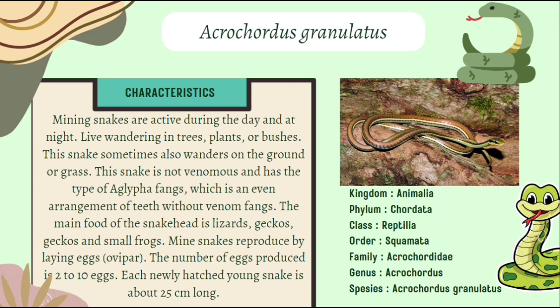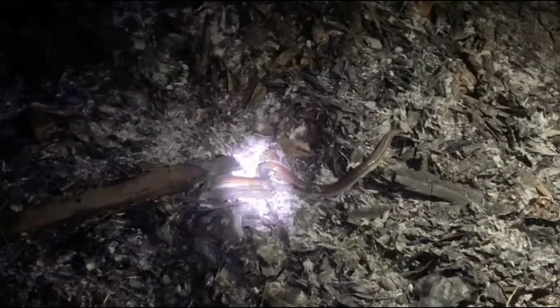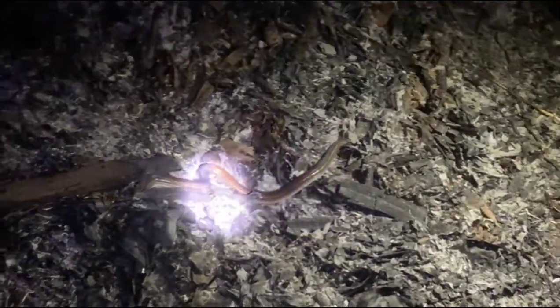Acrochordus granulatus. This species is classified as Kingdom Animalia, phylum Chordata, class Reptilia, order Squamata, family Acrochordidae, genus Acrochordus, and species Acrochordus granulatus. The characteristic of this species is that mining snakes are active during the day and at night, living and wandering in trees, plants, or bushes. The snake sometimes also wanders on the ground or grass.